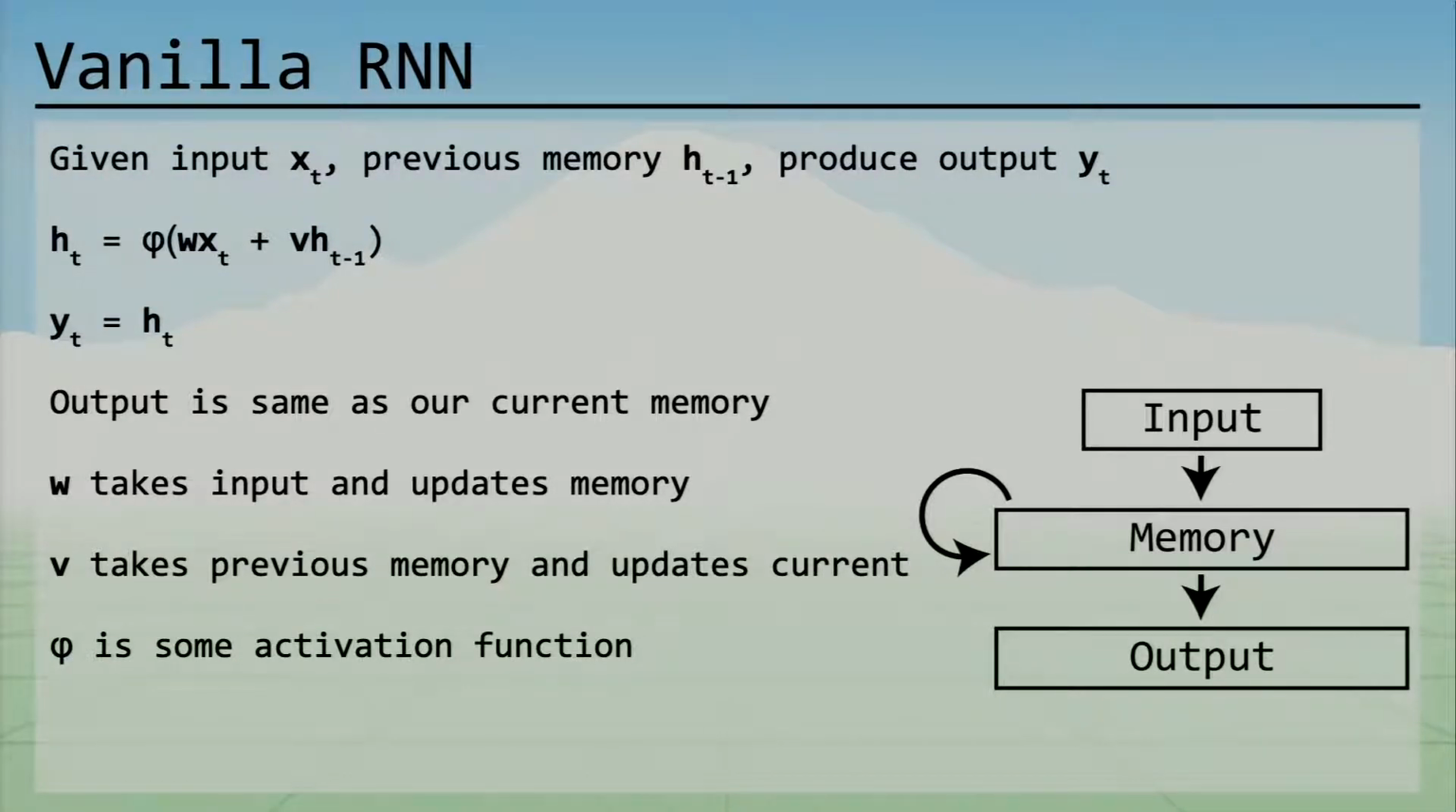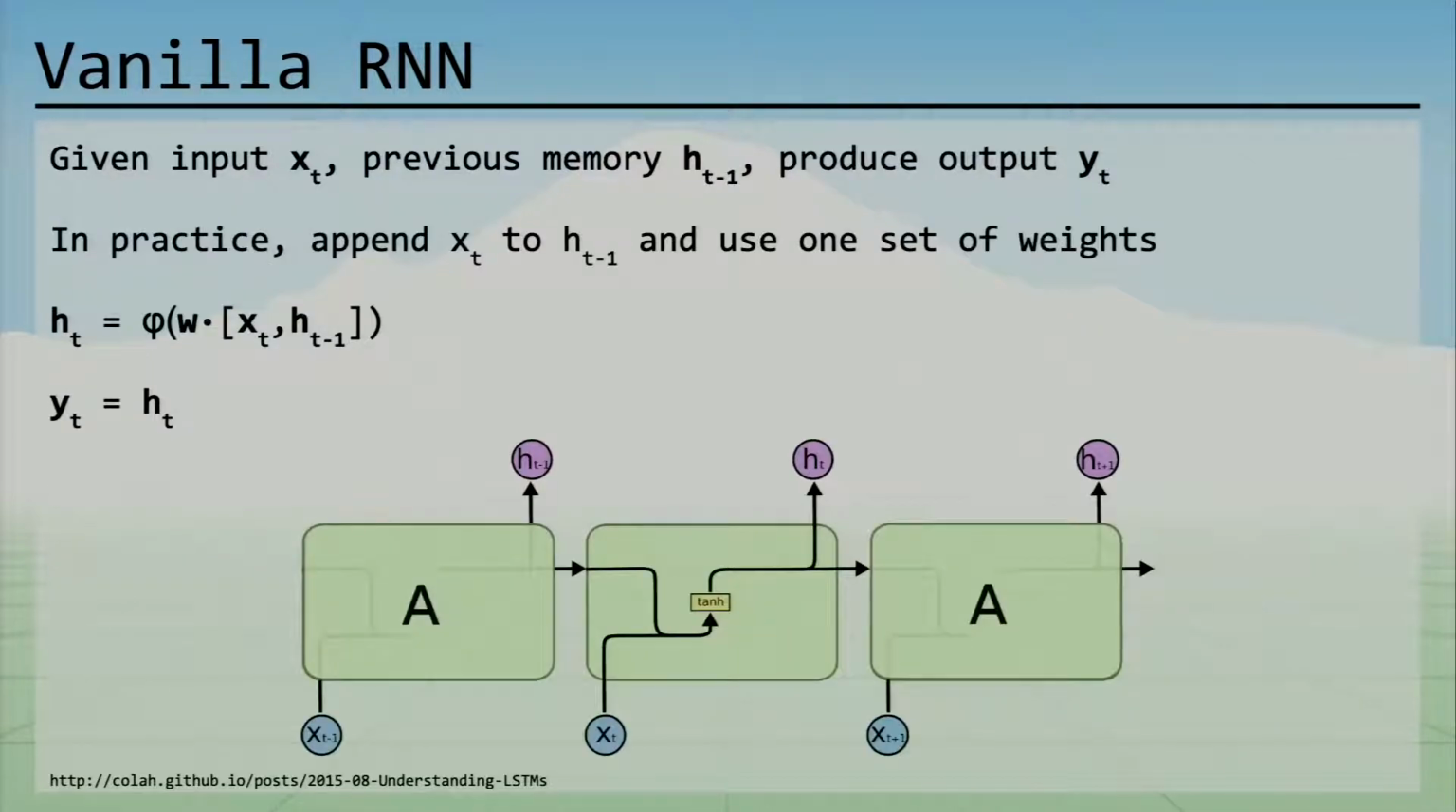So basically we have our weights w, which take our inputs and update the memory, and we have our weights v, which take the previous memory and update our current weights, and we have some activation function phi. Because this is in neural network land, we want to apply some nonlinear activation to do some extra processing on top of just a linear model, basically.